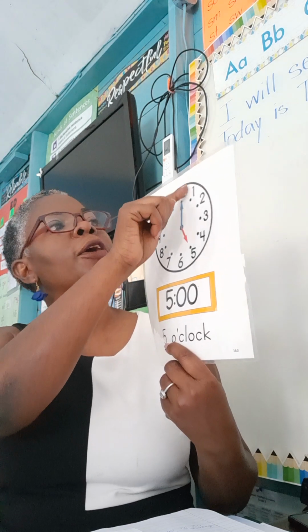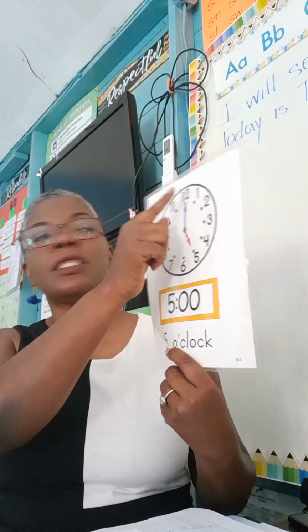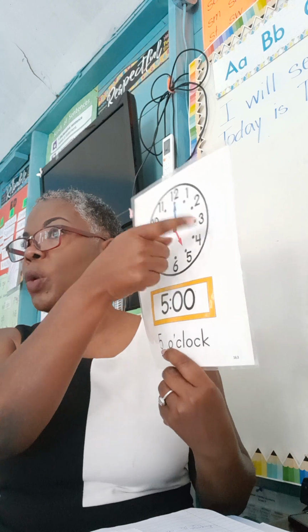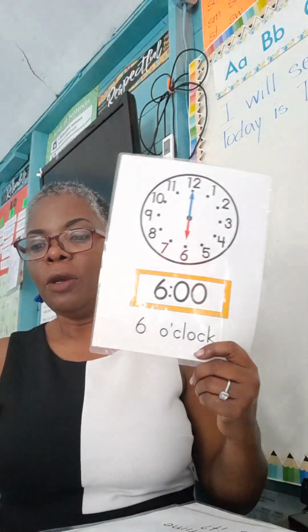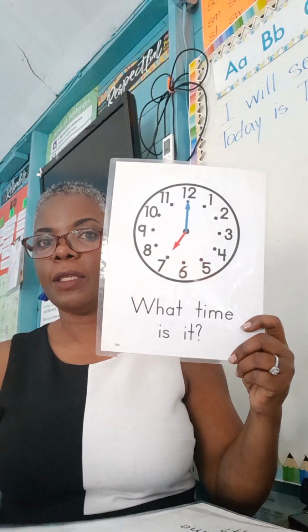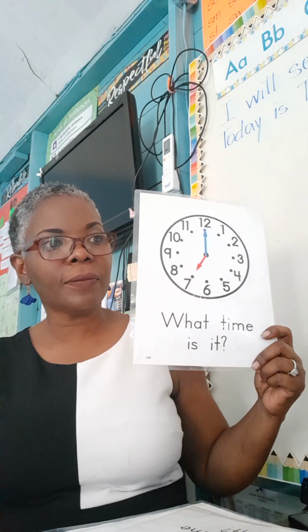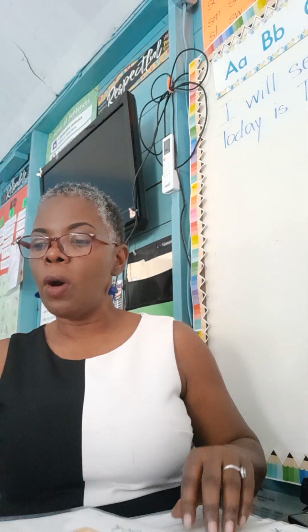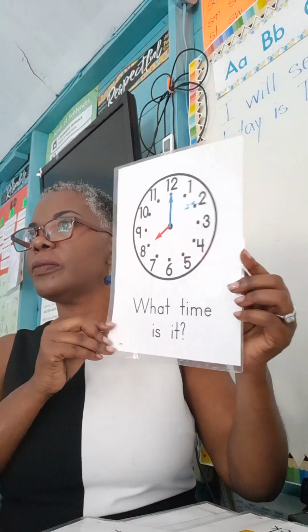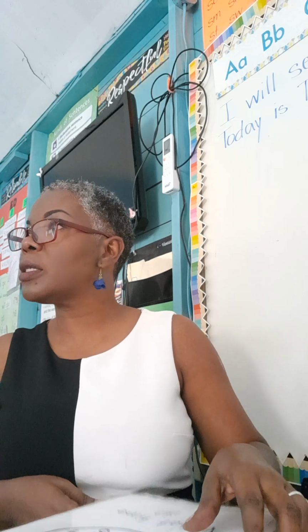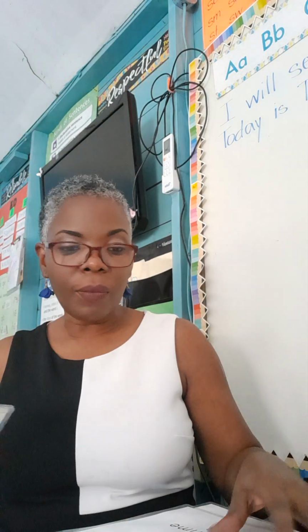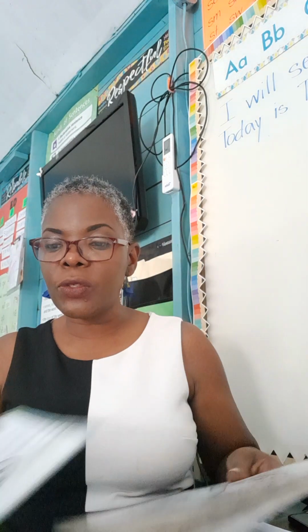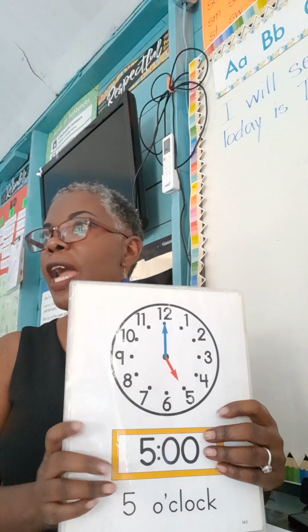Between here and here is 5 minutes. Here and here, another 5. That's how we count 5, 10. So what time would this be? 11. What time would this be? 6 o'clock. What time would this be? 7 o'clock. What time would this be? 7 o'clock. What time would this be? 4 o'clock. What time would this be? 8 o'clock. Everyone is good with the hour clocks? Yes. Are you sure?